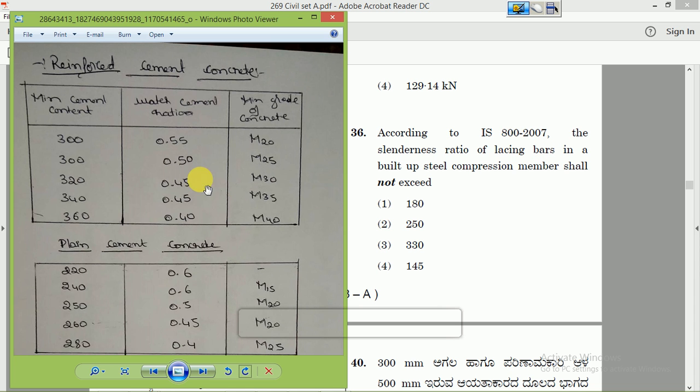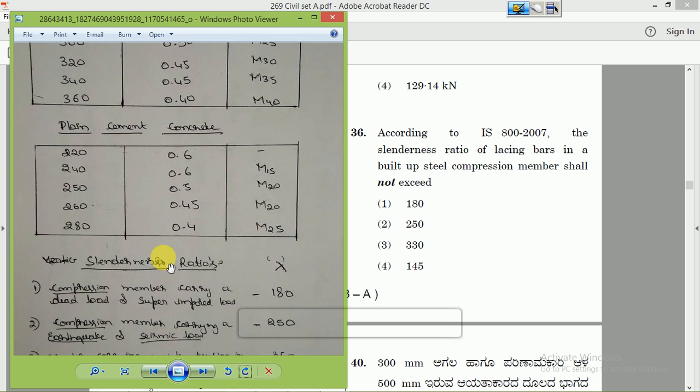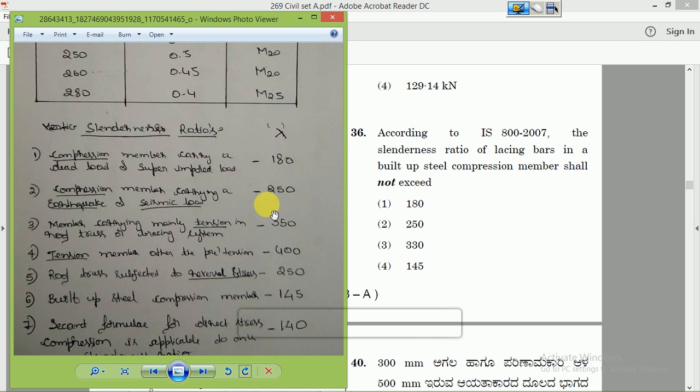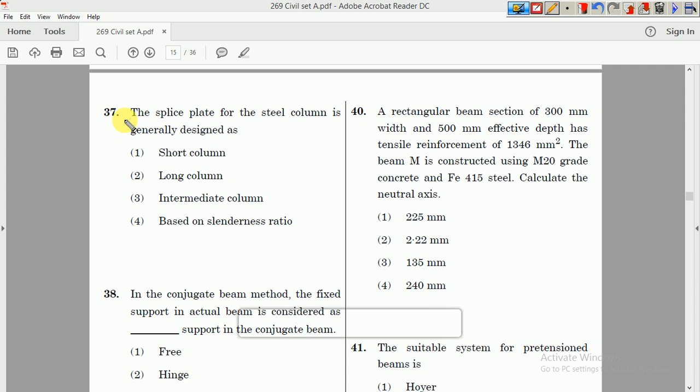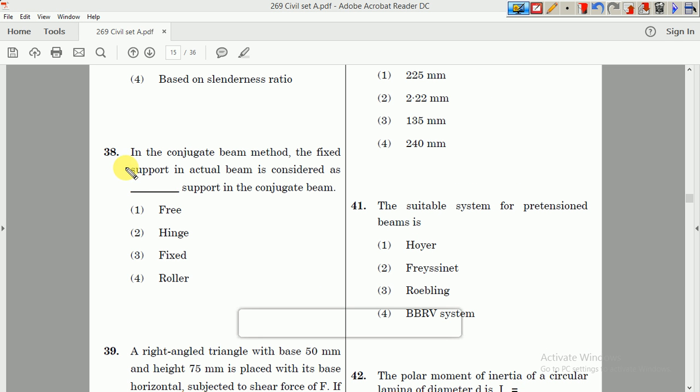Okay, these things are most common, so I had made a chart. One is reinforced cement concrete, plain cement concrete, slenderness ratio, and everything. Okay, again, this is a direct question. The splice plate for a steel column is generally designed for short columns. This is again a direct question. The conjugate beam method comes in the deflection of beams in the strength of materials chapter. In the deflection chapter, you will get this. In the conjugate beam method, for a fixed beam, the actual beam is considered as free end.